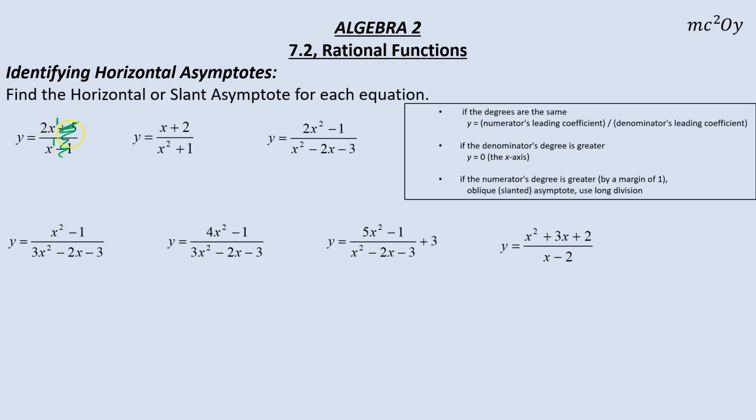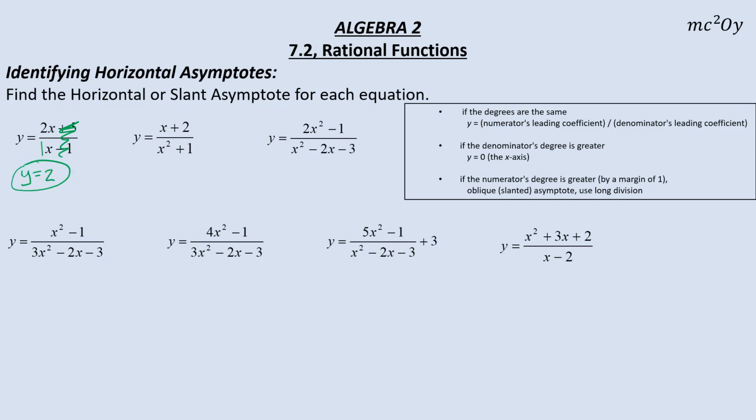They're the same. So really, since they're the same, I just look at their leading coefficients. Well, the coefficient is the number in front, so 2, and there's a 1 in front of this one. 2 divided by 1 is 2. So my asymptote is at y equals 2. Okay, that's my horizontal asymptote.